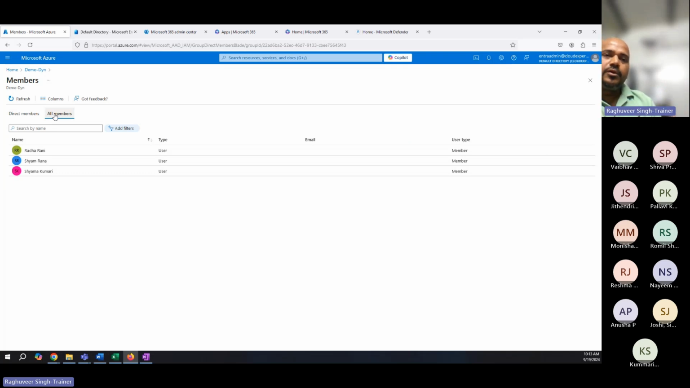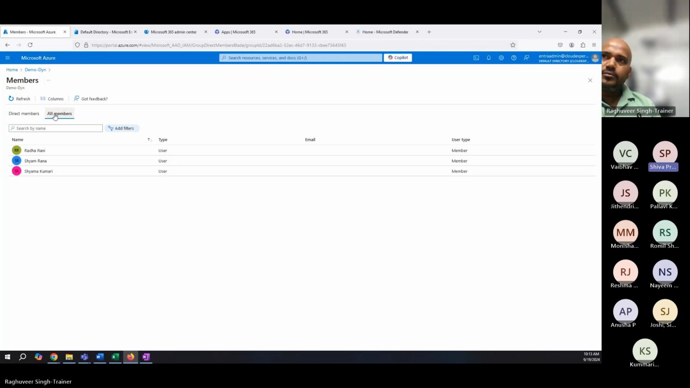Typically, we create dynamic groups for departments so that when somebody joins a specific department, that person is automatically assigned to that group. And by virtue of that group, the person is automatically assigned licenses and capabilities in terms of roles and permissions. That's the logic of dynamic group. Is everyone with me on this?